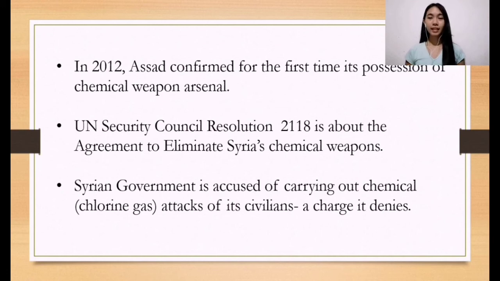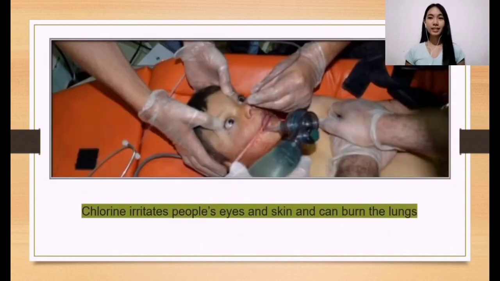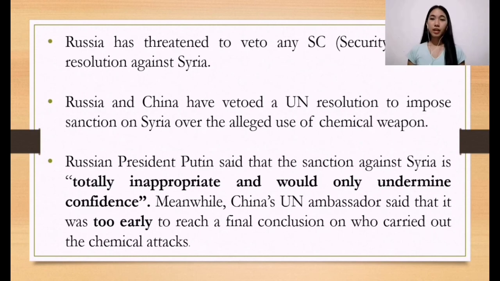And as I've said earlier, it is a charge it denies. An image of how chlorine gas irritates people's eyes and skin and can burn the lungs. The report said that Syrian Air Force helicopters had dropped chlorine gas on rebel-held areas, twice in March 2015 and once in April 2014. Russia has threatened to veto any Security Council resolution against Syria. Meaning, whoever tries to file a resolution against Syria, they will forbid it. They will be against it, kumbaga.